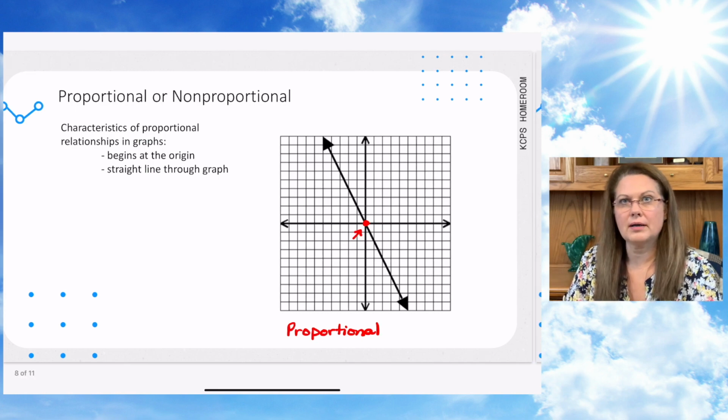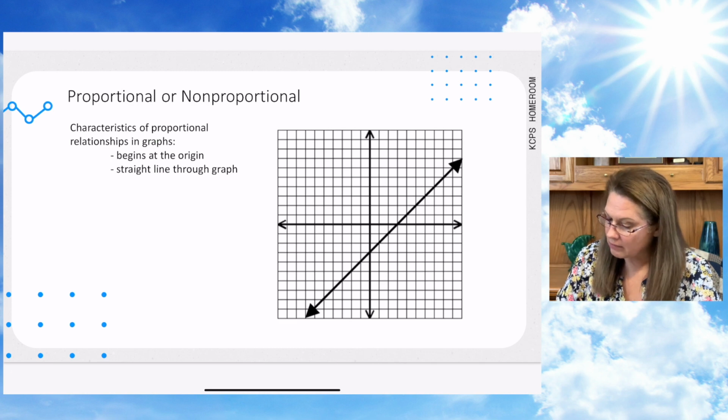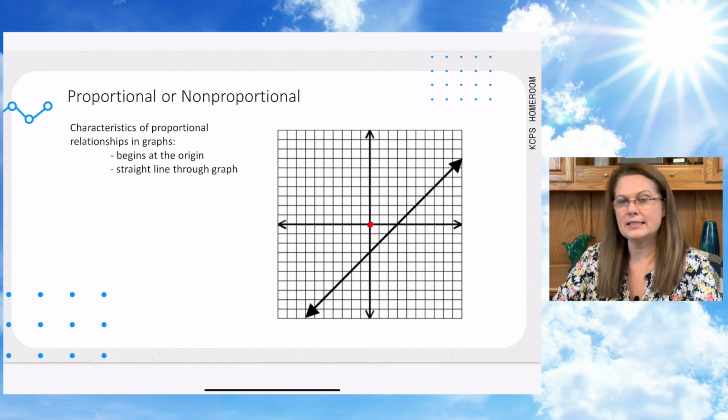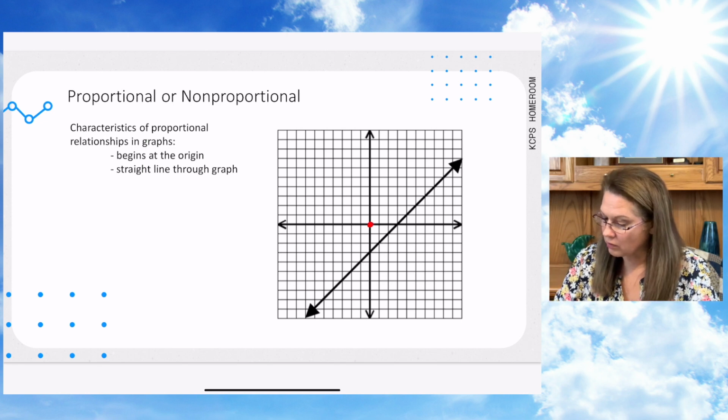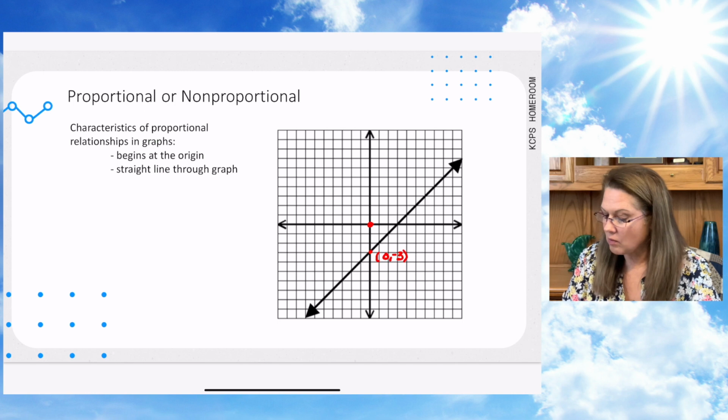Let's take a look at another one. Remember, our two characteristics: goes through the origin in a straight line. Well, right here is our origin. Notice that our graph is all the way down. It doesn't go through our origin. It actually crosses at 0, -3. So our origin ordered pair 0, 0 isn't in play here. So automatically, even though it does contain a straight line, we have to say it's non-proportional.